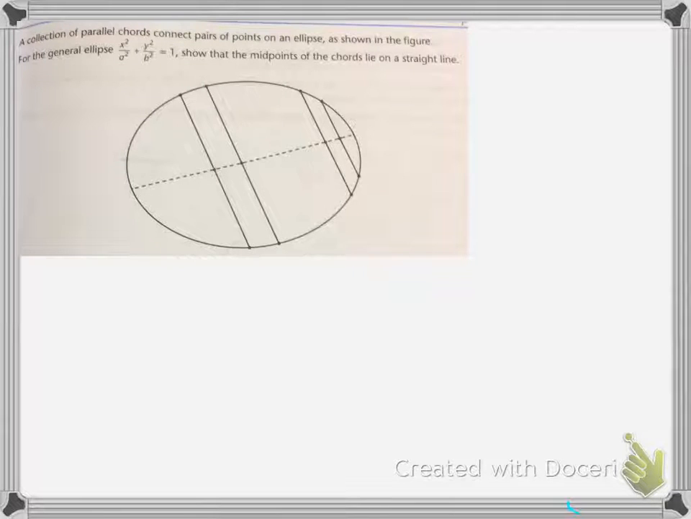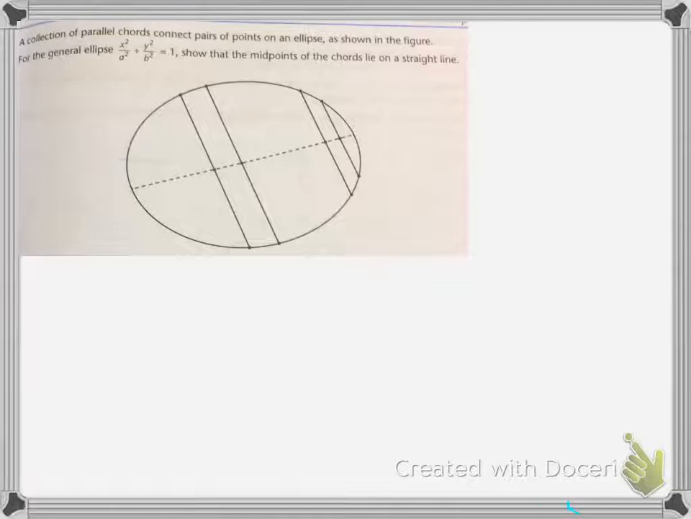Okay, we're solving another scholarship calculus question from 2012, and this time we've got a collection of parallel chords connecting pairs of points. A parallel chord connecting pairs of points on an ellipse is shown in the figure. So we've got those chords and the ellipse equation, the general equation x squared over a squared plus y squared over b squared equals 1. We need to show that the midpoints of the chords lie on a straight line.